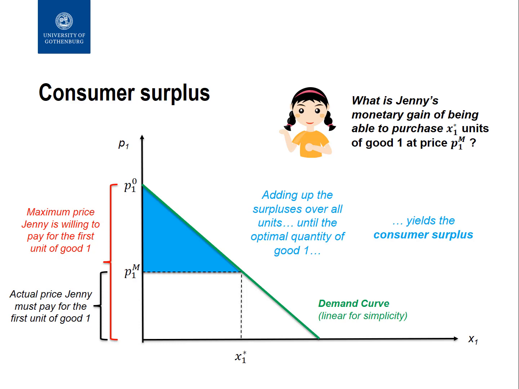So the consumer surplus is the area below the demand curve and above the market price. This is the total amount that Jenny is willing to pay for x1 star units of this good, minus the total cost of purchasing this good, which is the rectangle P1M times x1 star.